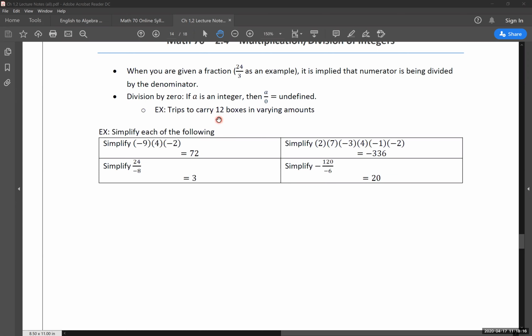Okay. So as we're seeing the smaller and smaller number of boxes that we're taking, the larger number of trips that we're having. So now we'll go with the weird one. How many trips would it take me to move those 12 boxes if I took 0 boxes per trip?